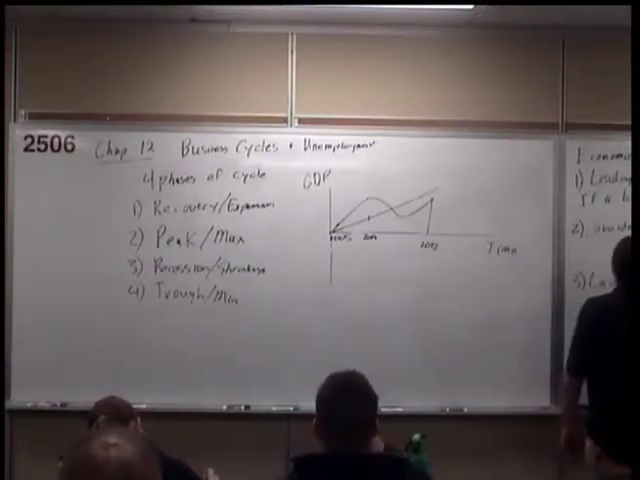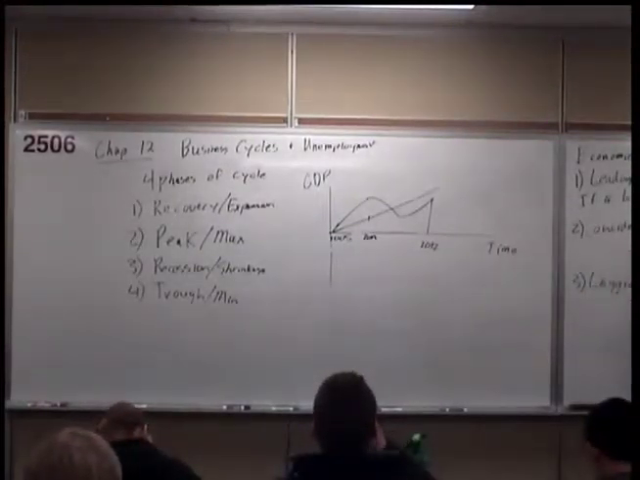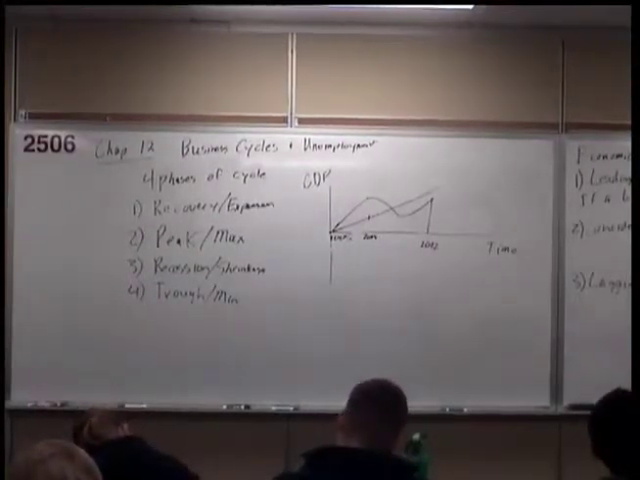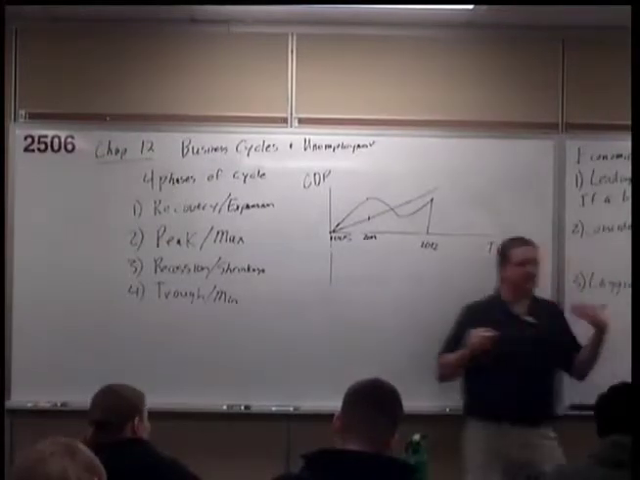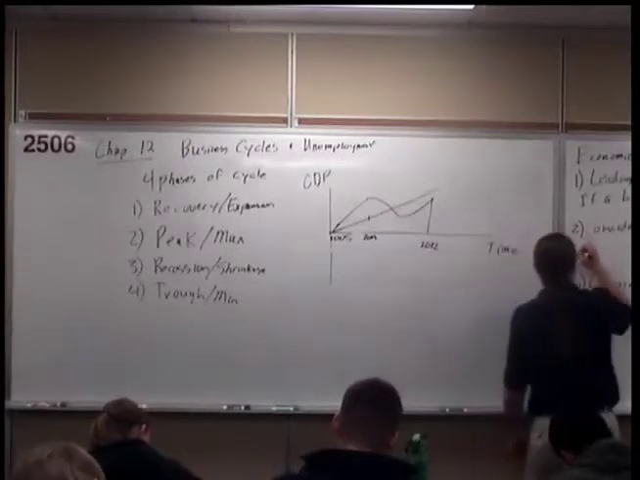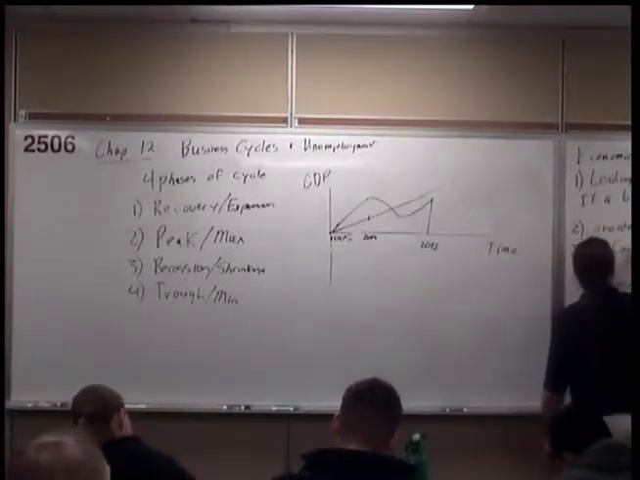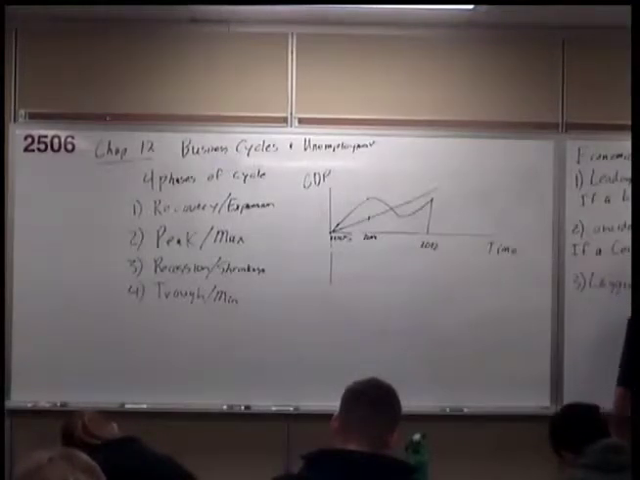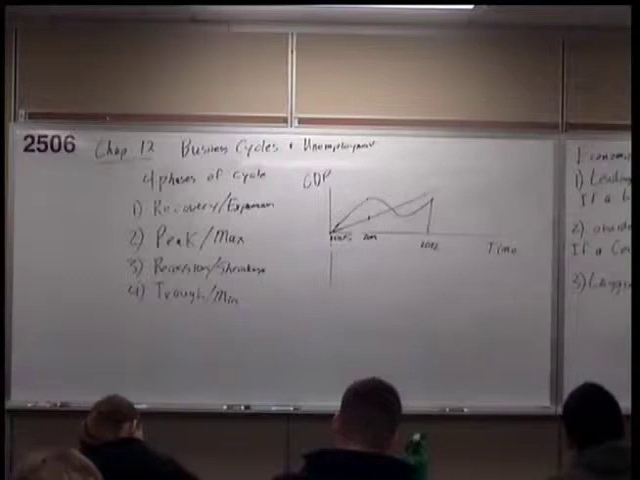All right, so coincident indicators, right, change with the economy. And the idea is that when these things grow, GDP is growing at the same time. If a coincident indicator grows, GDP is growing with it.